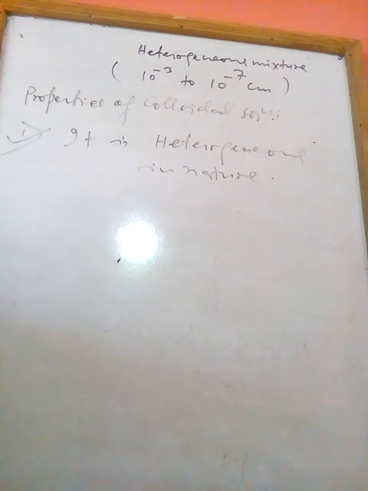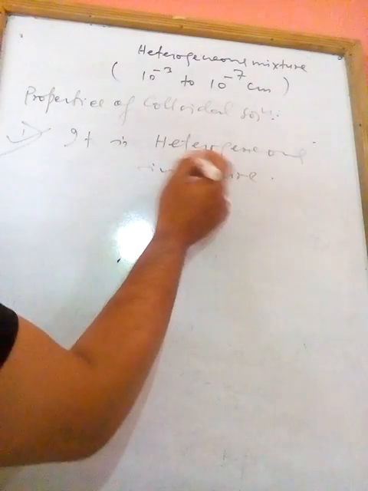The two phases present in colloidal solution are called dispersed phase and dispersion medium. Therefore, we can say it is heterogeneous in nature.